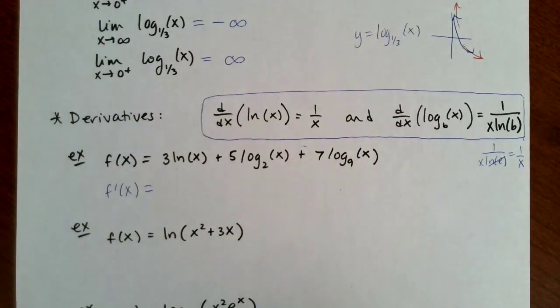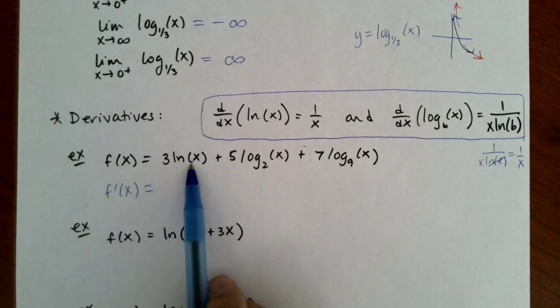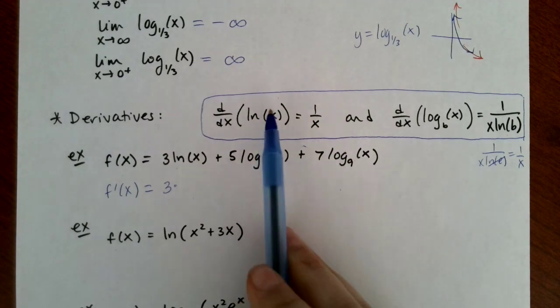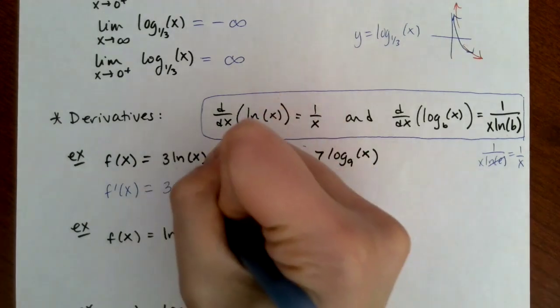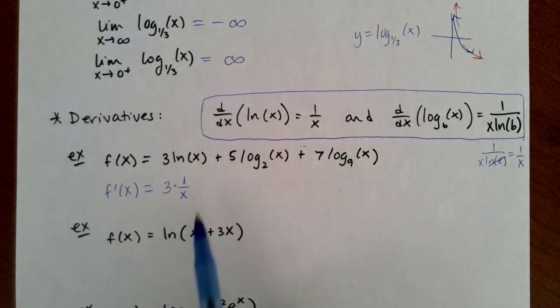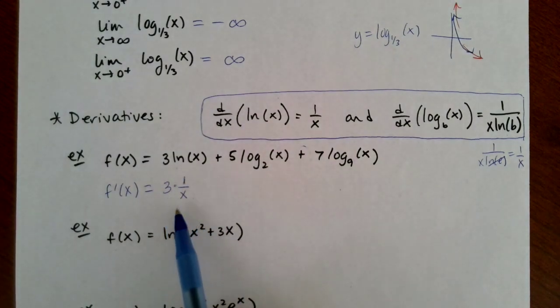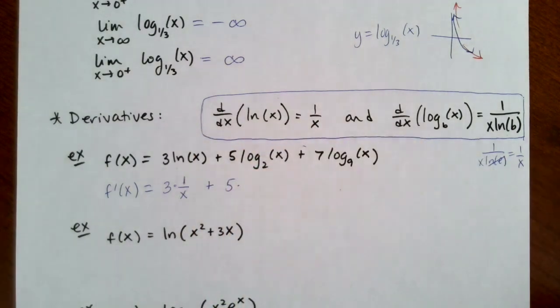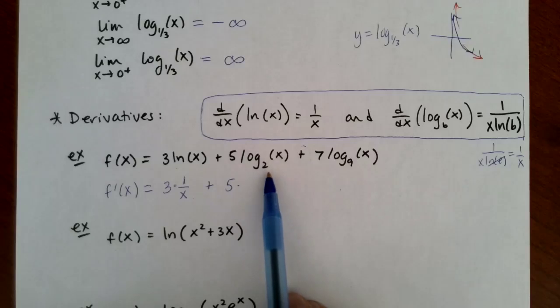Okay, so the derivative of 3 times the ln of x is going to be 3 times ln of x's derivative, which we now know is 1 over x. So I would leave this 3 times 1 over x, but you could certainly simplify it to 3 over x if you wanted to. The next one will have 5 times the derivative of log base 2 of x.